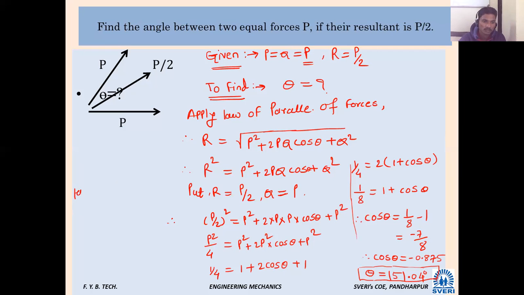But is it possible? Suppose tan alpha is equal to, what is our formula? Q sin theta divided by P plus Q cos theta. So somebody has told that P and Q are not known. Is it necessary to have both the values of P and Q?